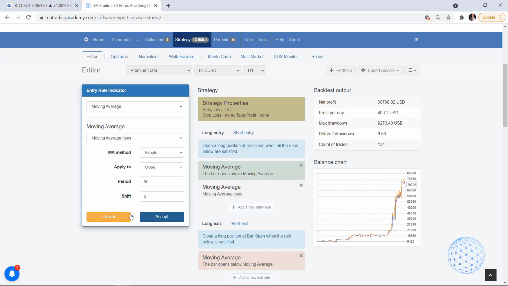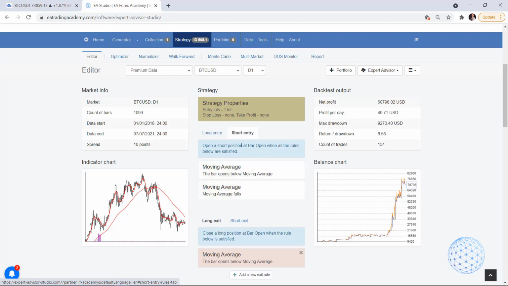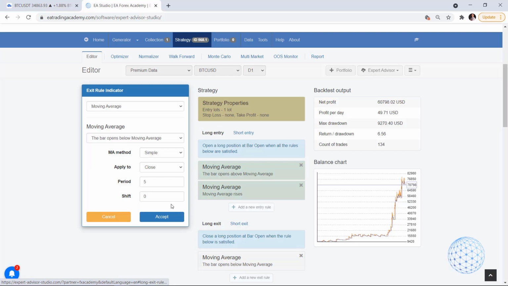These conditions, where we want to see the bar opens above the moving average and the moving average rises, are for the long entry, or when we are buying the Bitcoin. For the short entry, when we are selling it, you can see the very opposite: the bar opens below moving average and the moving average falls. And below we have the exit condition. So we exit the trade when the bar opens below moving average. This is for the long exit, one more time.